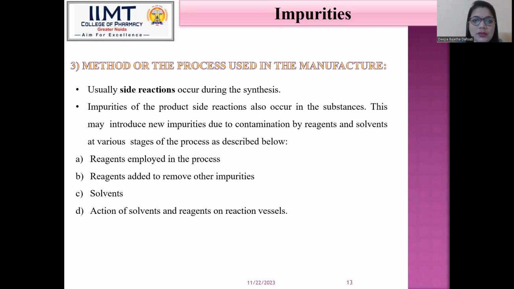Method or the process used in the manufacture. Usually side reactions occur during the synthesis. Impurities of the product, side reactions also occur in the substance. This may introduce new impurities due to contamination by reagents and solvents used through the manufacturing process, and also various stages of the process. Thus, the various stages of the process are: reagents employed in the process, reagents added to remove other impurities, solvents used, and action of solvent and reagents on reaction vessels.